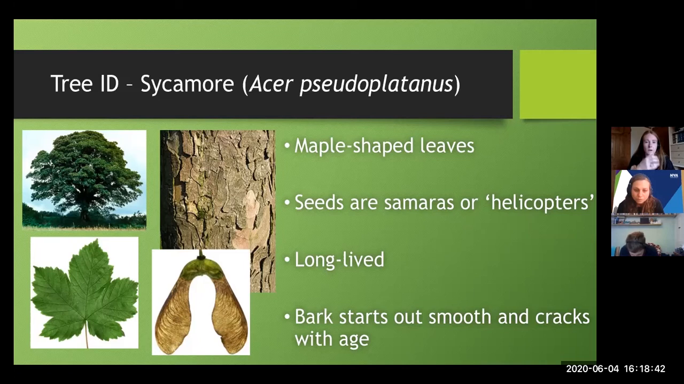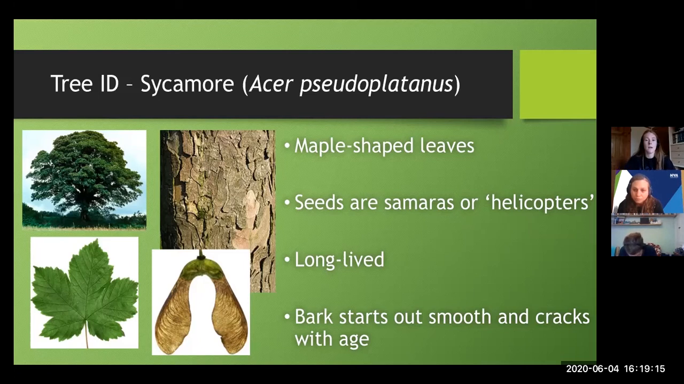So the bark starts out quite smooth, quite light in colour, but it does crack with age, almost like a camo type pattern, like camouflage pattern. I've not put it in, but there is a tree called the plane tree, the London plane tree, which cracks in a similar way. And I think it is in a similar family, or in the same family.